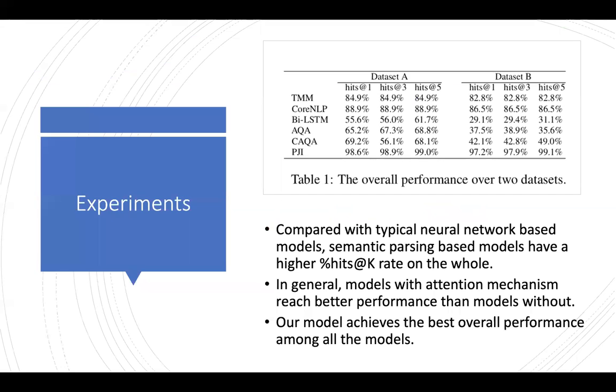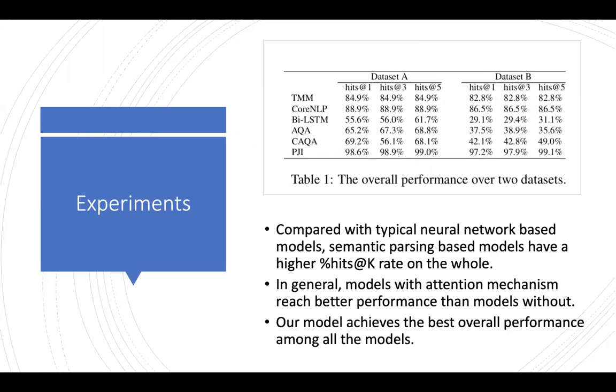Next, we would like to talk about the experiments. The table records the overall performance over two datasets. Dataset A contains POI-related questions whose geographic entities are located in Beijing. In dataset B, the locations of the questions are not restricted to Beijing, but cover China. The first two methods in the table are semantic parsing methods, and the remaining ones are neural network-based models.